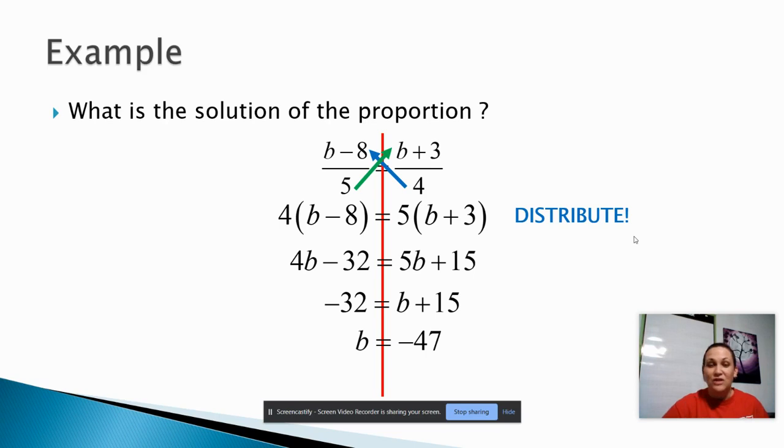Don't forget, when you're done with the problem, you can always check your work by plugging your answer back into the original question. And hopefully you get the same thing on both sides. So for tonight's homework, the big concept is cross multiplying with distribution. That's it. Cross multiply and distribute.